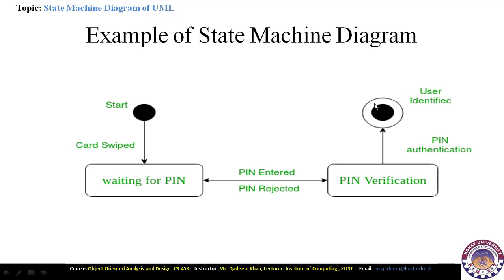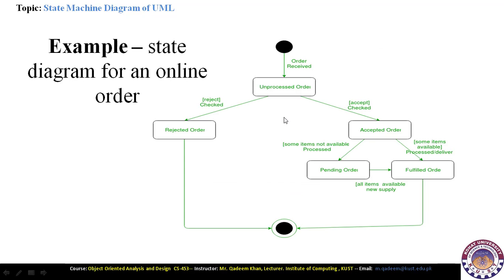This is another example of the state machine diagram, for online ordering. First of all, this is our start state, order received, and then it will be placed into the unprocessed order state. After that, the order is checked, and it may be rejected for different reasons. For example, if the items are not available or the amount in the credit card is insufficient for buying this particular order, then the termination condition, the final state, will be called.